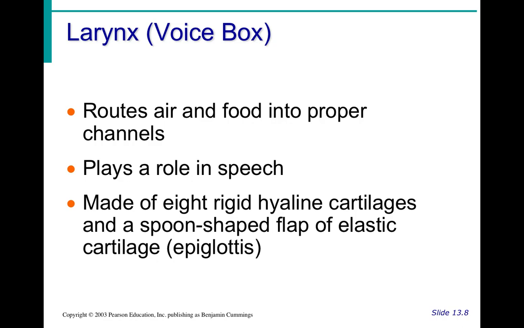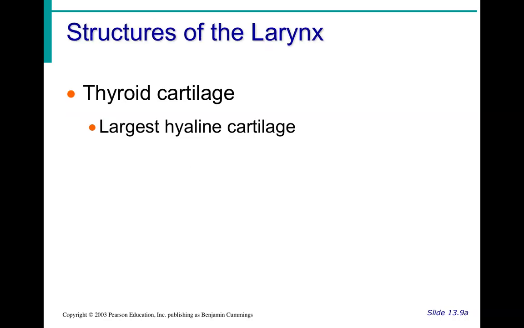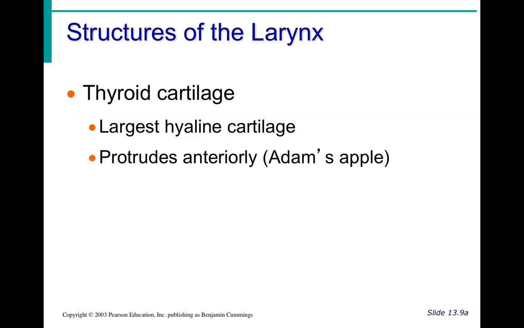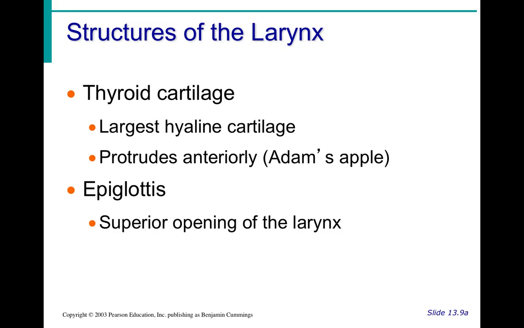So your larynx, or your voice box, is made of 8 rigid hyaline cartilages, and there is a spoon-shaped flap of elastic cartilage. The spoon-shaped flap of elastic cartilage is what we call the epiglottis. So it is at the top of the larynx. It is the largest of your hyaline cartilage. It protrudes anteriorly more for males than it does for females.